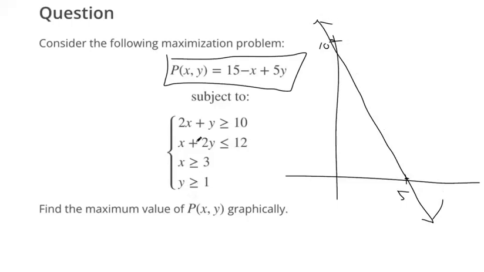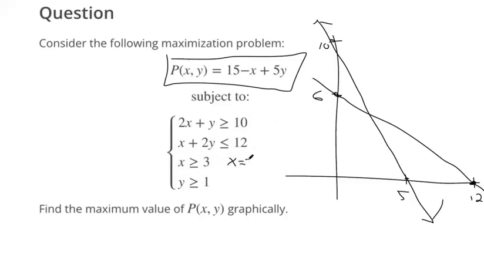The second one, I can do the same thing. Put in 0 for y, I get x is 12. So somewhere over here maybe. Plug in 0 for x, and if I solve that, I get y equals 6. So that's somewhere over here. Those are the two intercepts for this line. So it looks something like that.